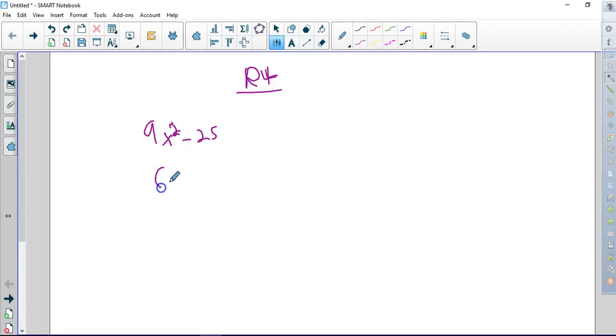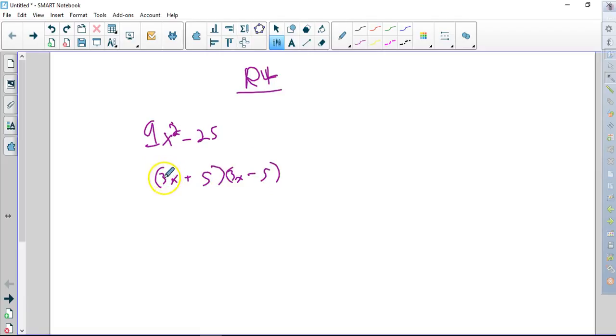So what you're going to do here is factor these into two parentheses, one with a plus and one with a minus in the middle. Then you're just going to take the square root of each term. Square root of 9 is 3, so we put that first. Square root of x squared is x, that goes next. And square root of 25 is 5.